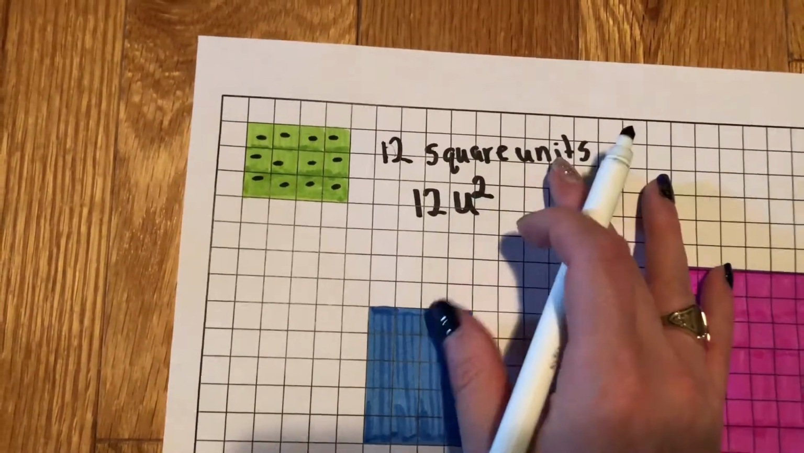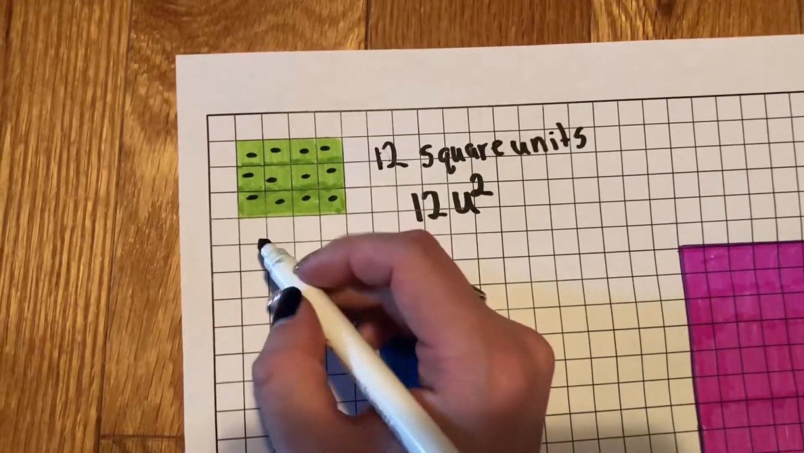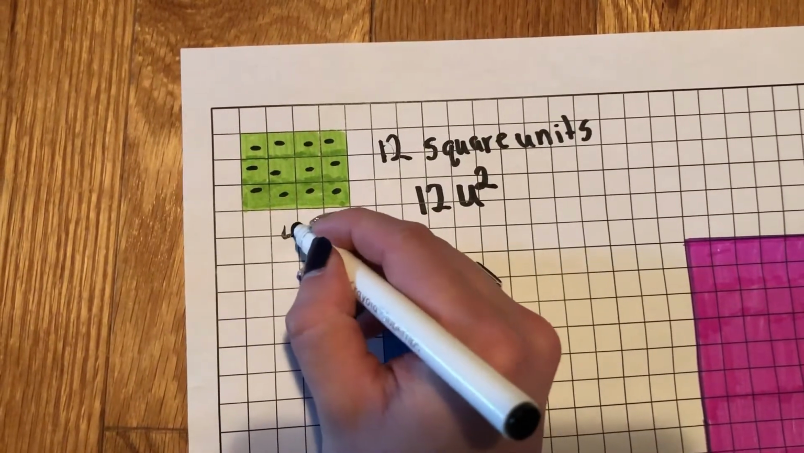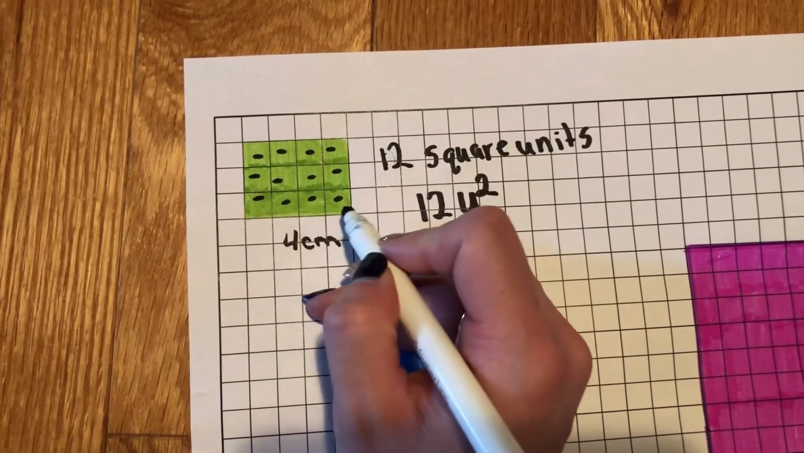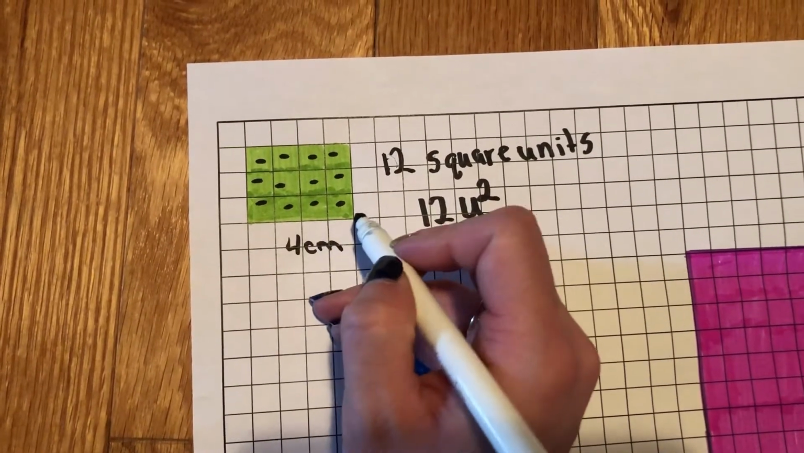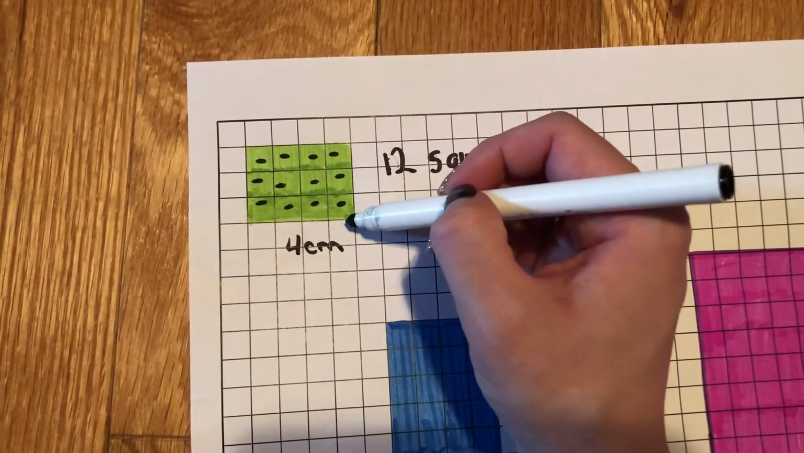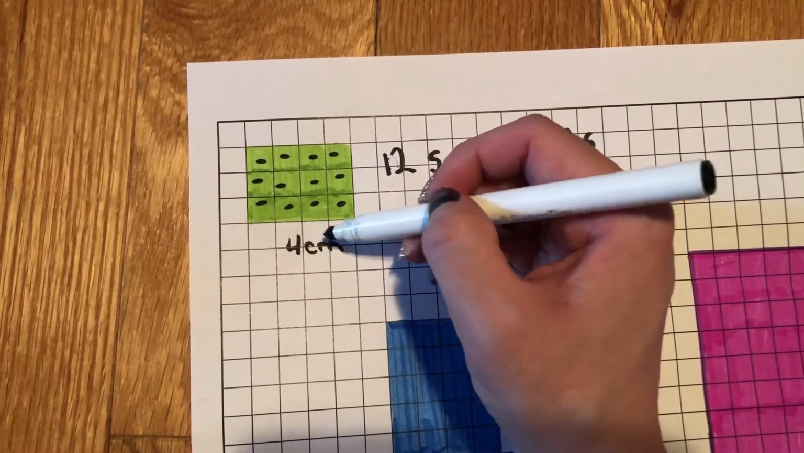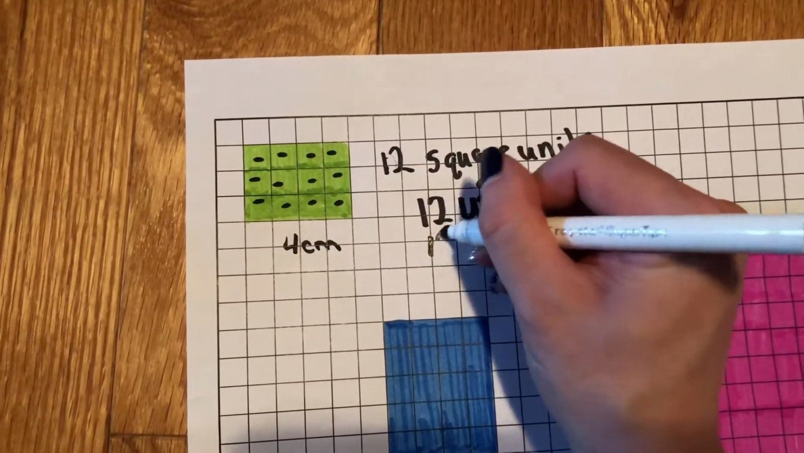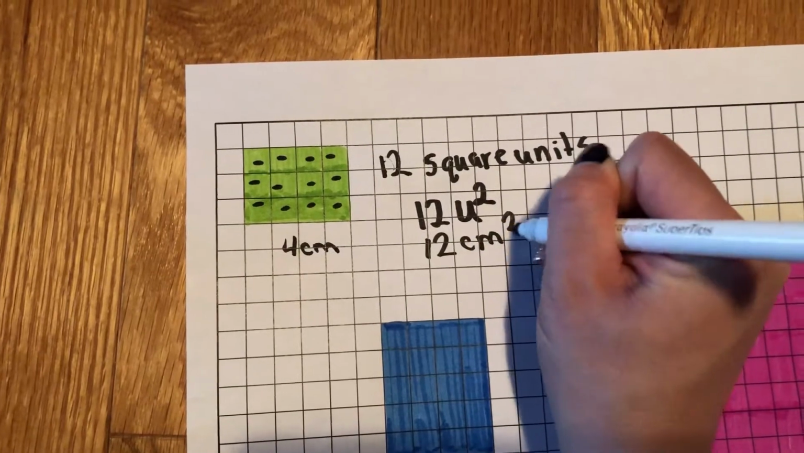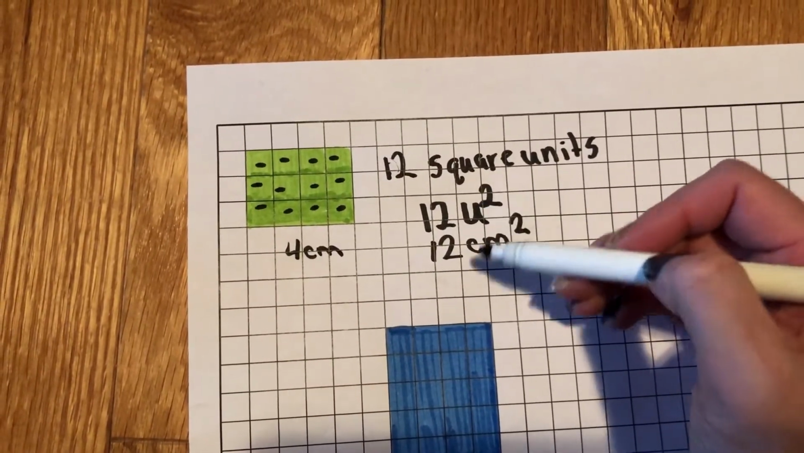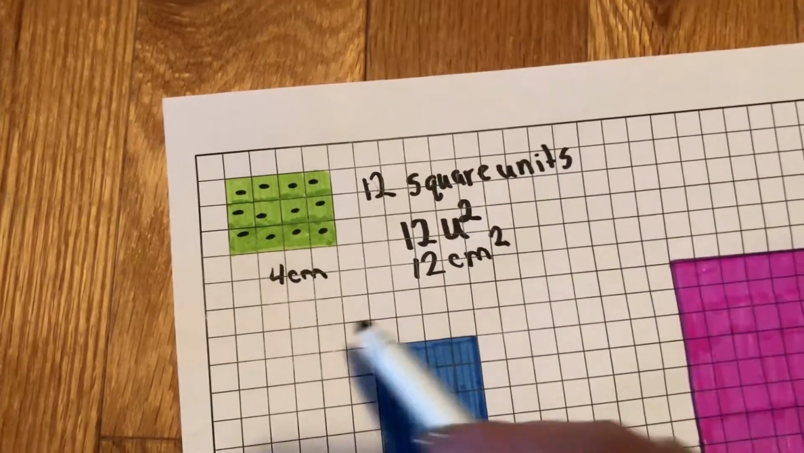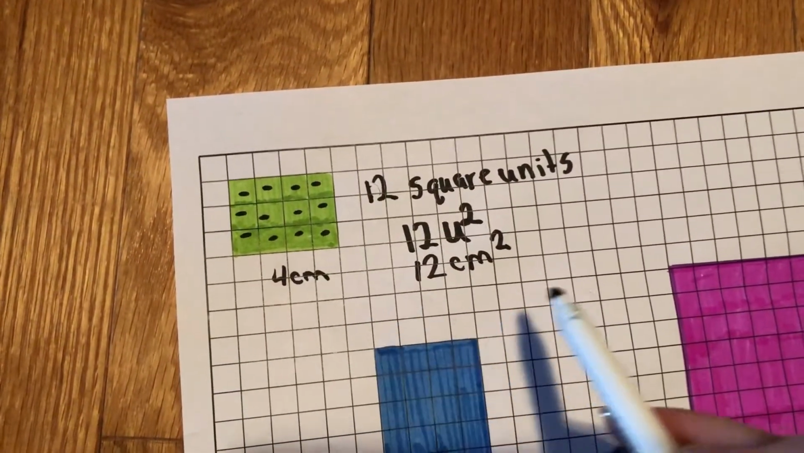If the shape had told us that the length of this side was 4 centimeters, then we would have known that each one of these little squares was a centimeter, and we could have said that this was 12 centimeters squared. Now it's really important that we say that it's squared, because if we just wrote 12 centimeters, that would just be a 12 centimeter long line.